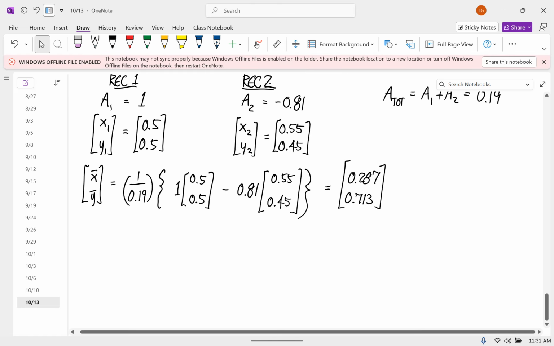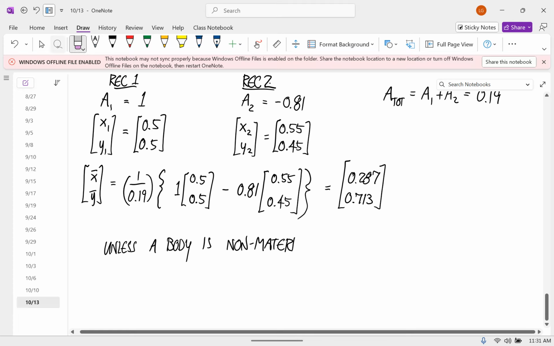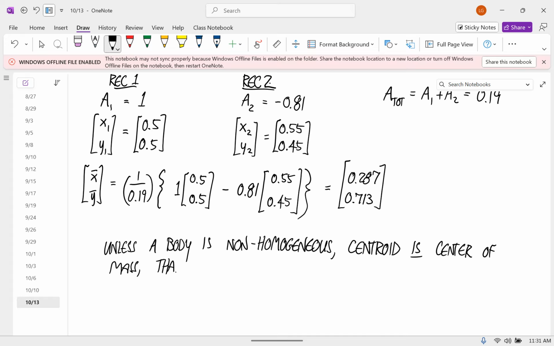Unless a body is non-homogeneous, so different materials at different places, the centroid is the center of mass. And so that's where the weight force acts.